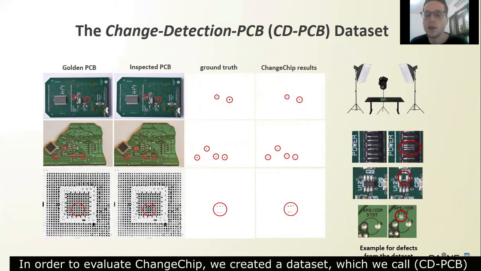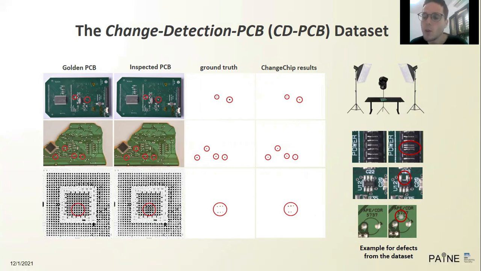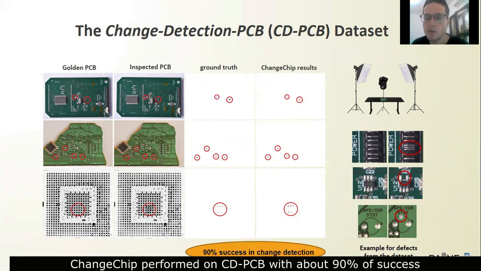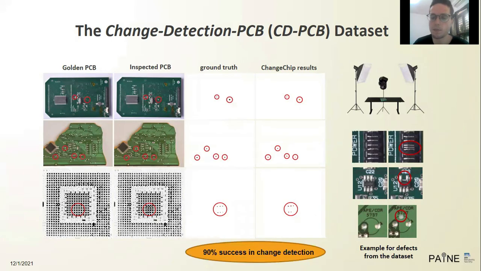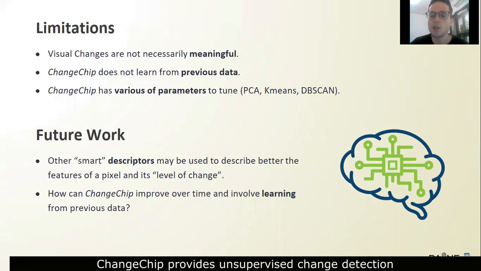In order to evaluate ChangeChip, we created a dataset, which we call CD-PCB, of 20 pairs of PCB images. Most are optical images, but some are radiographic. We synthesized some challenging defects and tagged them with the help of the field experts. ChangeChip performed on CD-PCB with about 90% success. In conclusion, ChangeChip provides unsupervised change detection with robustness to imaging conditions.